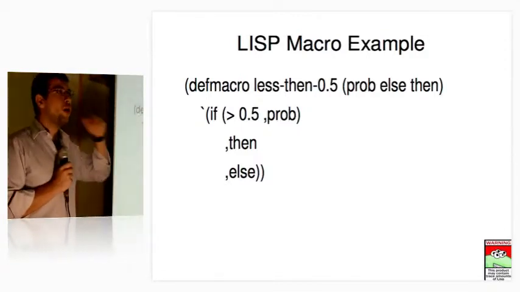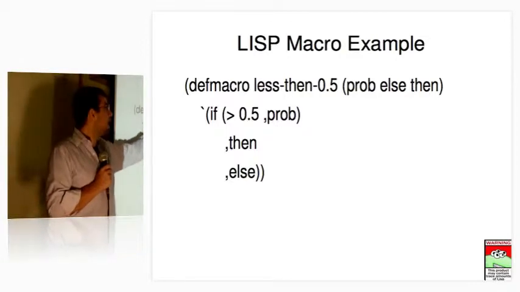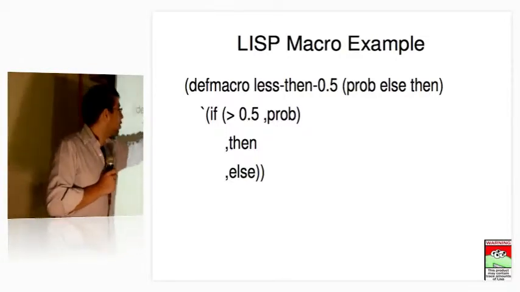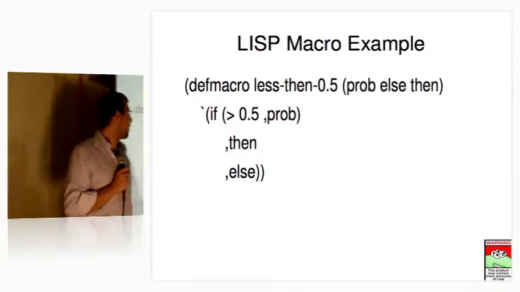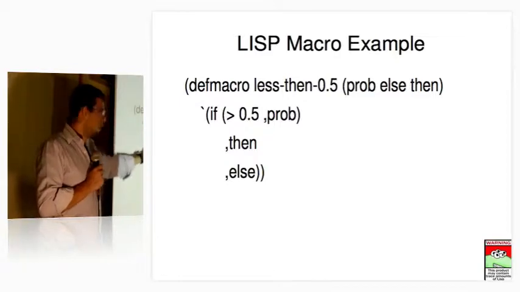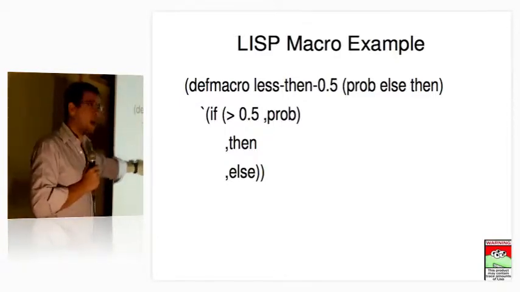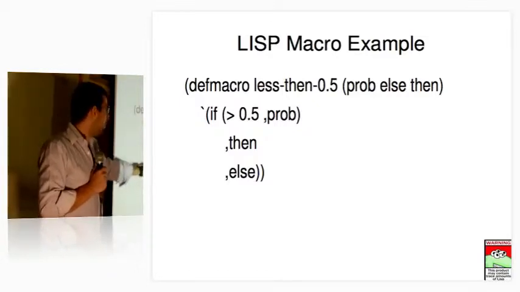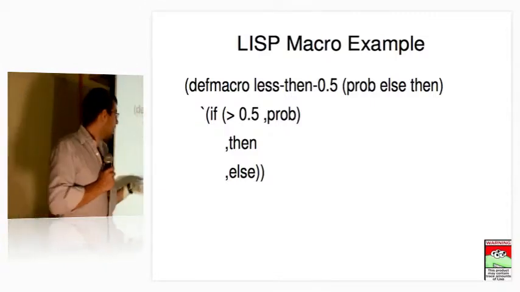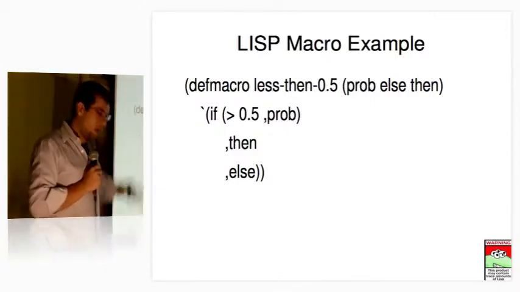Let's say we're going to define a macro, and this macro is very simple. We're going to say less than 0.5. This is the macro, and we're going to have a probability, an else, and a then. And we're going to say, if it's greater than 0.5, then, and then else. Now, in Lisp, in this quotation, the commas mean evaluate then, evaluate else, evaluate probability. You use it in this quotation. I'm not going to go into the syntax. But the idea is, this is the function. Just remember it for a second.